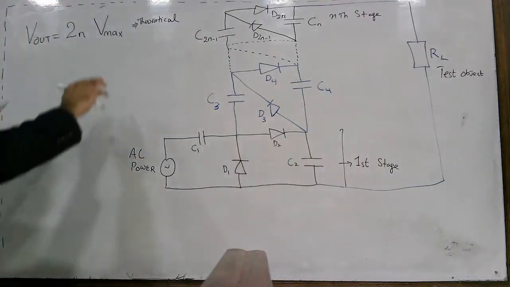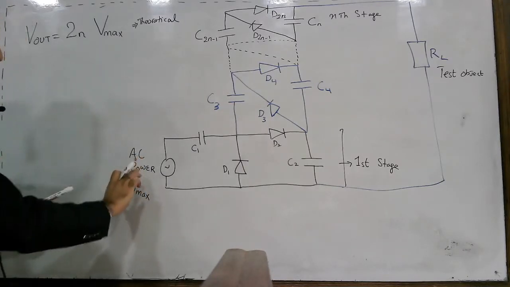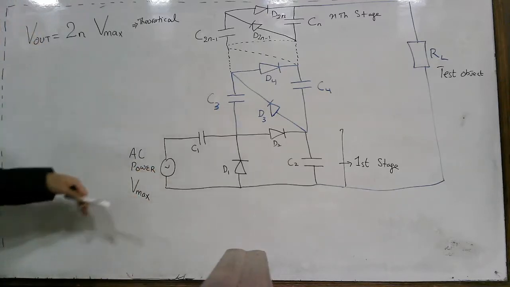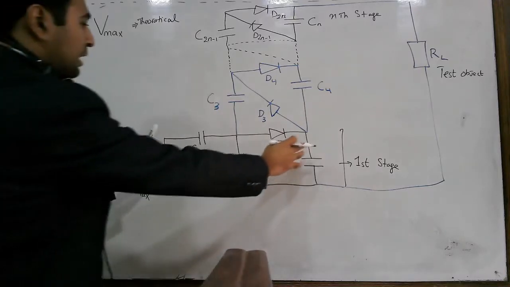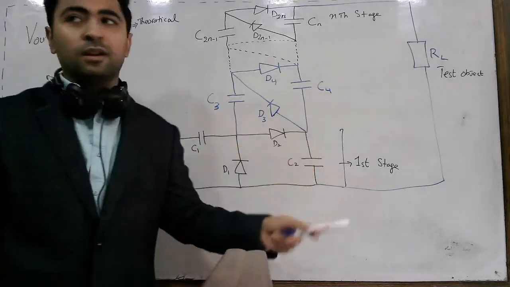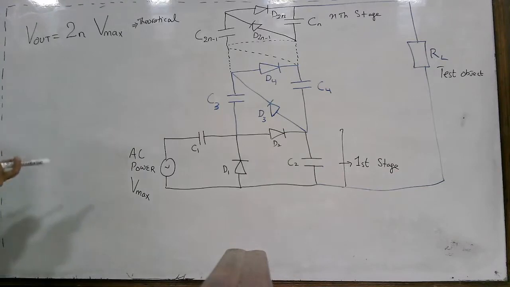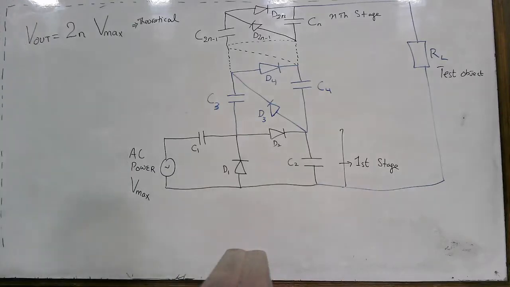Now what is V max, by the way? V max is the peak voltage of the AC power source. Obviously the AC power source is sinusoidal in nature, so V max will be its peak value. And if you have only a single stage, then the voltage will be twice of this, the voltage across this capacitor. So this is the theoretical value, and our task here is to design this Cockcroft-Walton multiplier circuit. We have to study something so that we are able to practically design this Walton circuit.